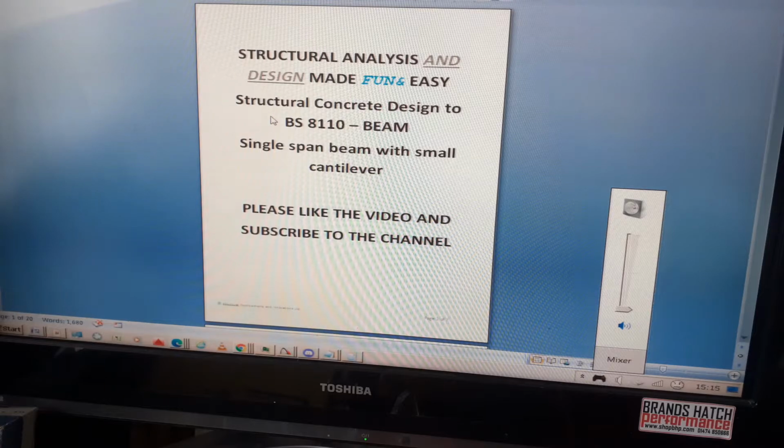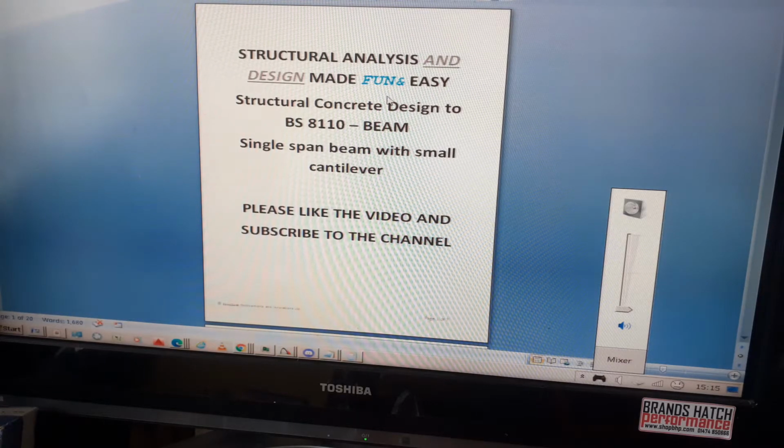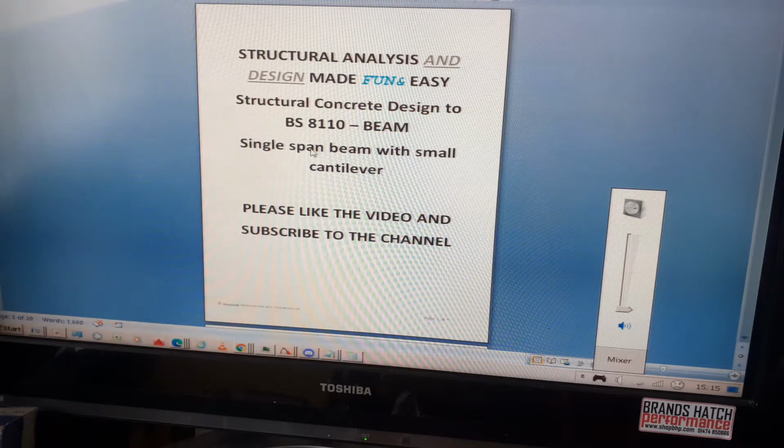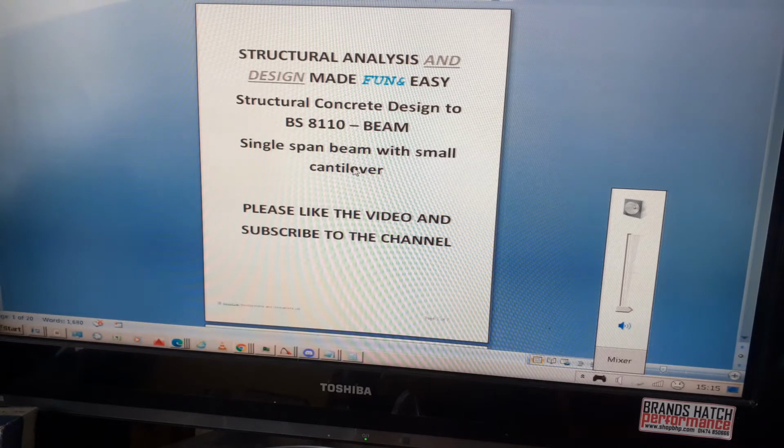So this is part 2 of the 3-parter on structural concrete design to BS 8110, the beam sections. I've already done the first part of this video. It's a single span beam with small cantilever. Part 1 was analysis showing how to get the forces from the moments. And now I'm just going to do design of the section at the support.